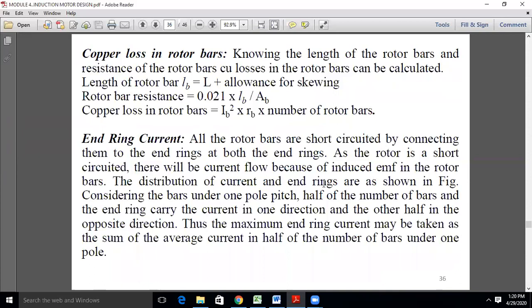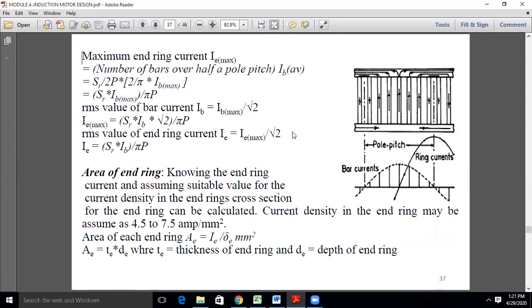Again, the copper loss in the rotor bar. With the length of the rotor bar LB, the copper loss will be given by IB square into RB, times the number of rotor bars. This is the formula. Again, the end ring current will be given by this, the maximum end ring current I max. These are the formulas for end ring currents. And to find the area of the end ring, this is the formula. So this is about the design of the squirrel cage rotor.